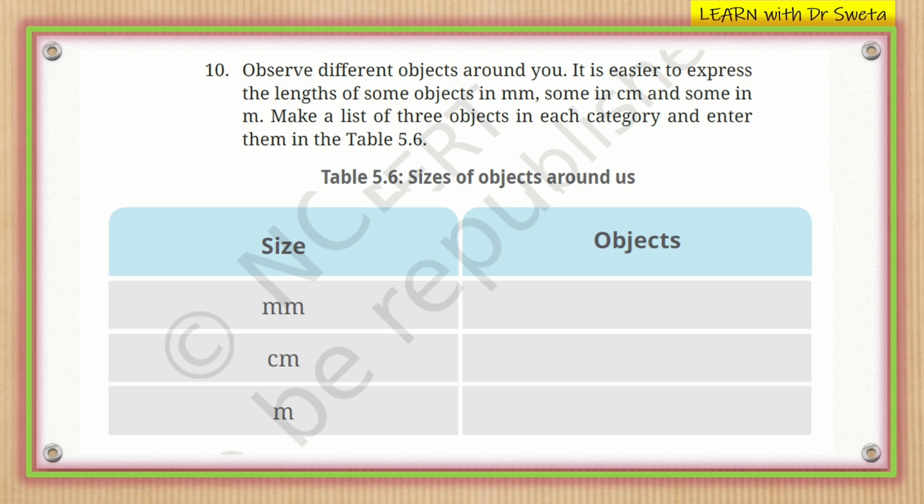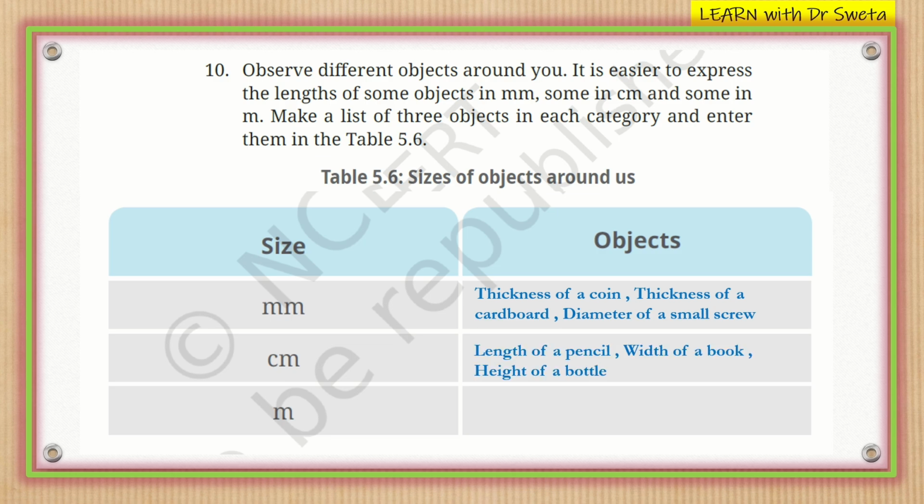So, in millimeter, we can measure thickness of a coin, thickness of a cardboard or diameter of a small screw. In centimeter, we can measure length of a pencil, width of a book or height of a bottle. In meter, we can measure height of a room, width of a playground or height of a door.